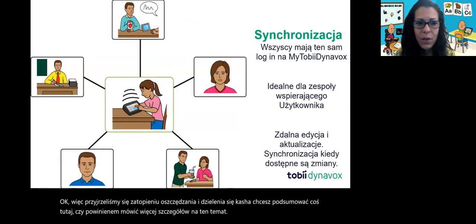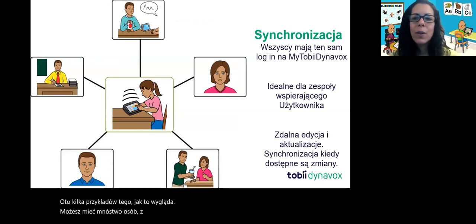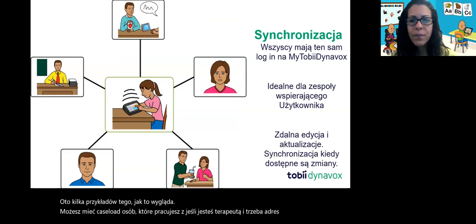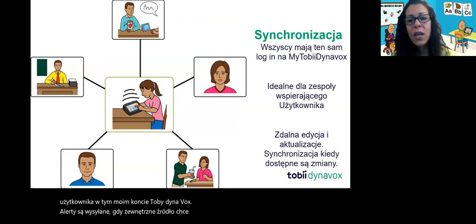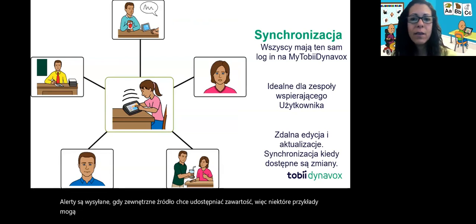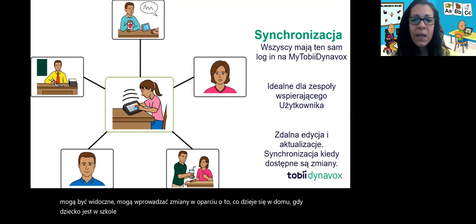So there are some examples here of what that looks like. You can have a caseload of people that you're working with if you're a therapist, and you would need the email address of the user in their Tobii Dynavox account, and alerts are sent when an outside source would like to share content. So some examples are maybe a parent might make changes based on what's going on at home while the child is at school, or a therapist can remotely support changes to vocabulary. Teachers can update with curriculum content, and changes can be applied over the weekend when the child goes home.